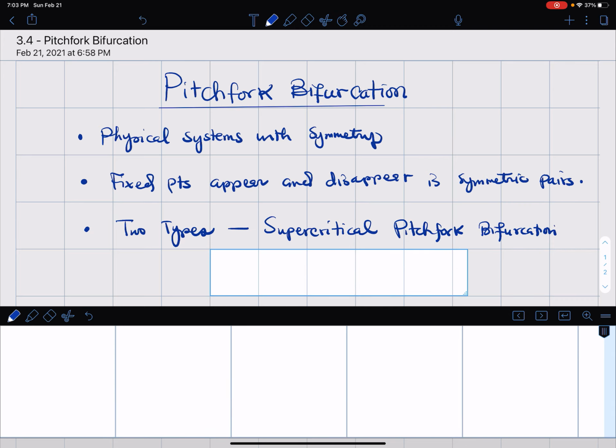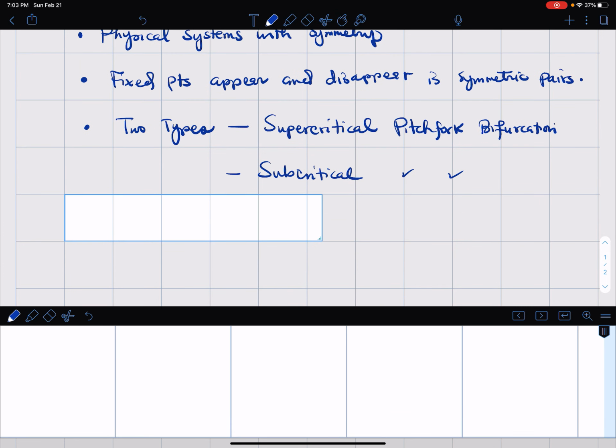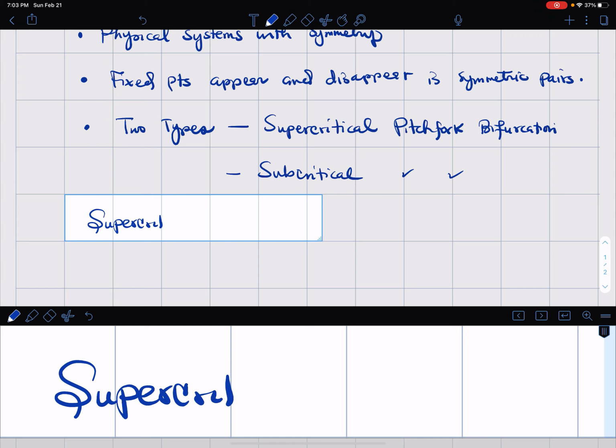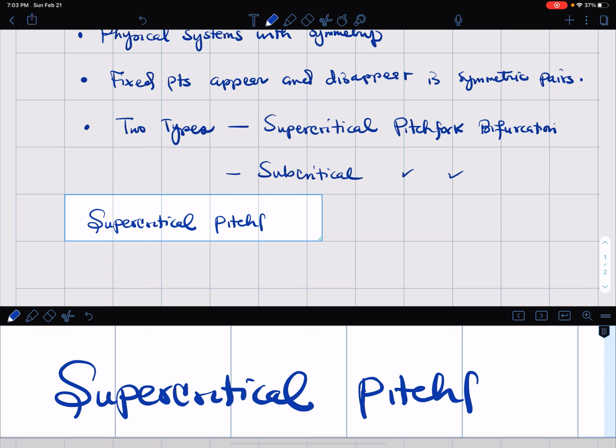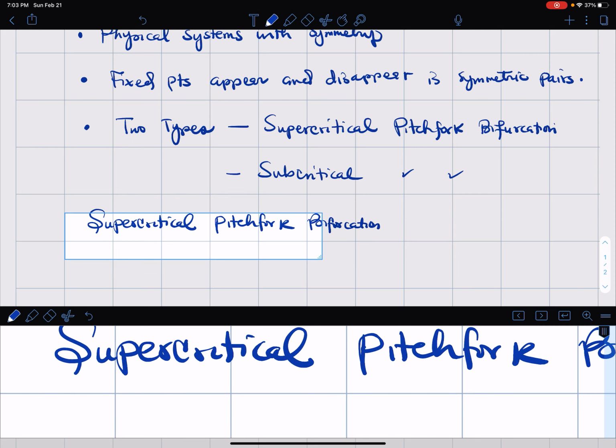And then another one is the subcritical. Subcritical pitchfork bifurcation. All right, let's start with the supercritical pitchfork bifurcation. All right.